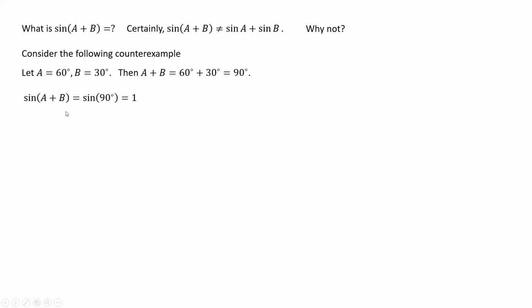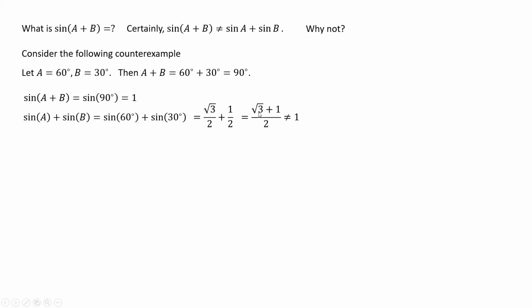Sine of A plus B is sine of 90 degrees, and that's equal to 1. However, sine A plus sine B is sine 60 degrees plus sine 30 degrees, and we know that sine of 60 degrees, or sine of pi thirds, is square root of 3 over 2. And sine of 30 degrees, or sine of pi sixths, is 1/2. So that's square root of 3 over 2 plus 1/2. Now the question is, is that equal to 1?